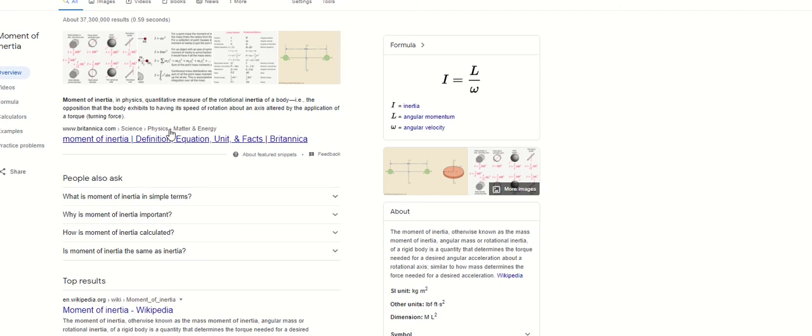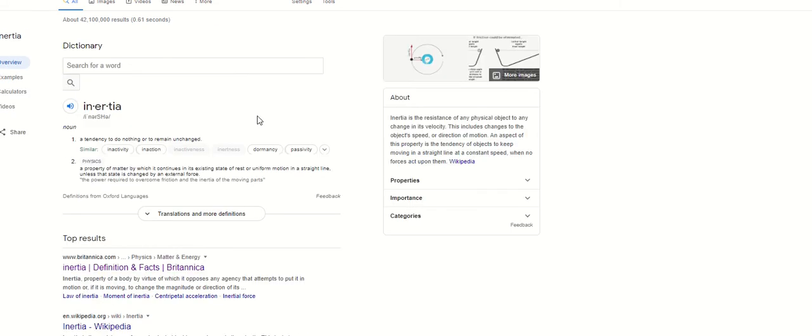So sa video na to, pag-uusapan natin ang rotational inertia and yung angular acceleration. So first, let's define inertia. So yung inertia, very familiar sa atin yan. So yung inertia nga is yung sinasabi sa physics, yung property of matter na to resist change in motion or to resist change in velocity.